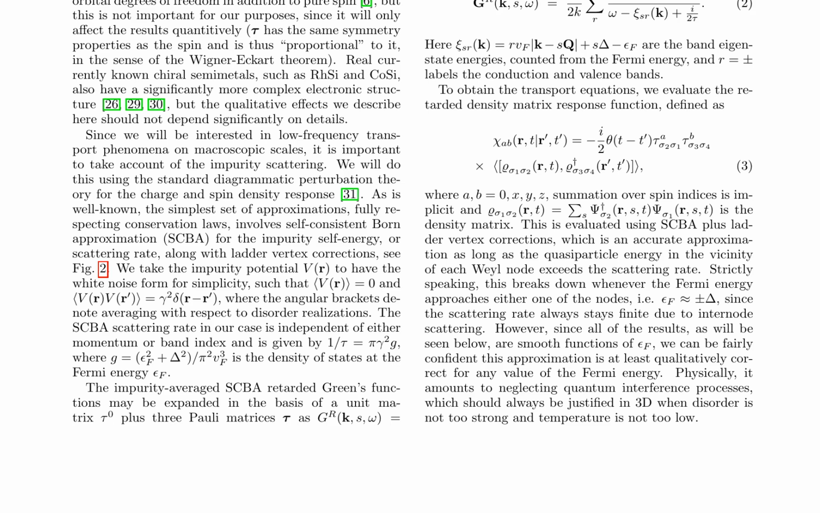The approach neglects quantum interference processes, which should be justified in three-dimensional systems when disorder is not too strong and temperature is not too low. In summary, the paper presents a theoretical framework for understanding transport phenomena in chiral semimetals, utilizing a Hamiltonian model that accounts for impurity scattering and employing diagrammatic perturbation theory to evaluate the response functions. The results provide insights into the behavior of these materials under various conditions, highlighting the importance of considering impurity scattering in the analysis of chiral semimetals.